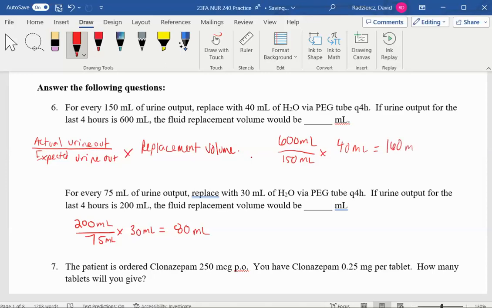In case there is a difference in time, like if this is every 4 hours, the time doesn't matter. The time just tells you when they're collecting it. So if they missed an hour and they collected it at 5 hours or even at 6 hours, you're still going to take the actual output over the expected output times the replacement volume. Okay. So in any condition like this type of question, this formula will work, right? Correct. Yes. Okay. Thank you. You're welcome.